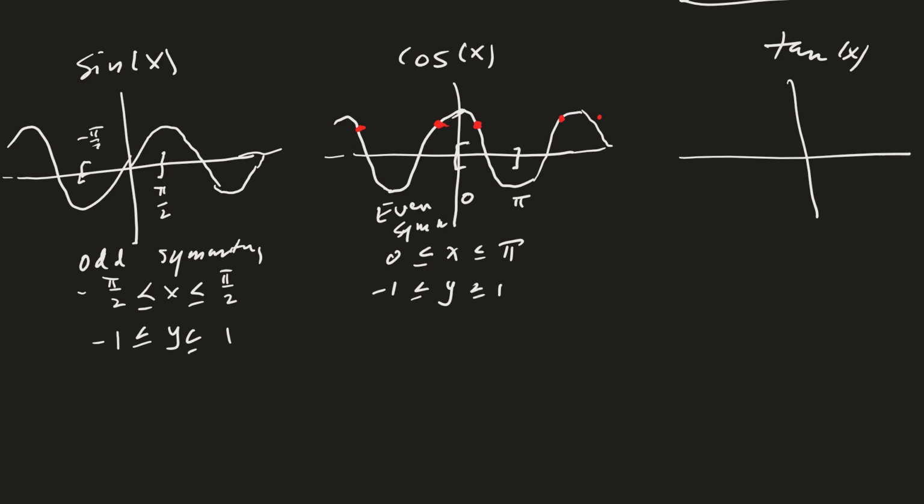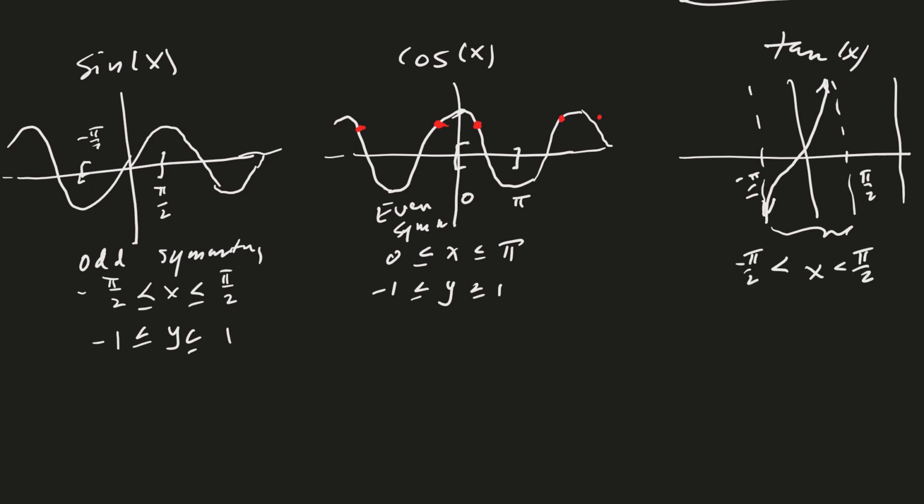Okay, and then the tangent function has vertical asymptotes at pi over 2 and minus pi over 2. It kind of comes like this and repeats itself. And so the typical restriction is to just restrict x to be between minus pi over 2 and pi over 2, not including the endpoints. Okay, and so then y is just a member of the reals.